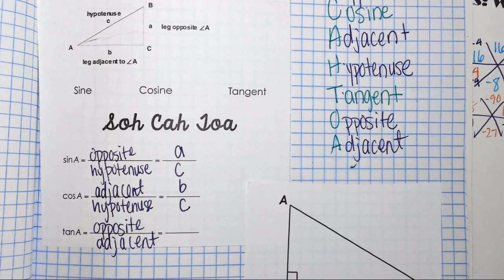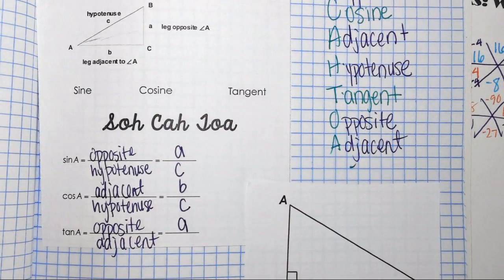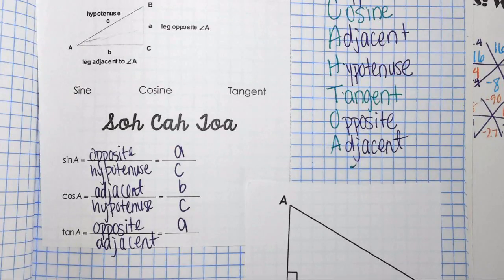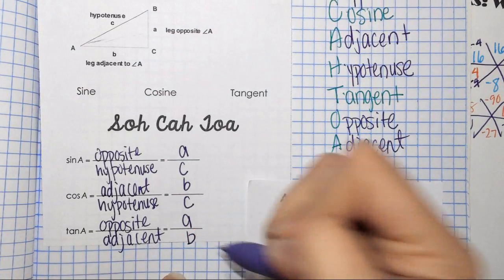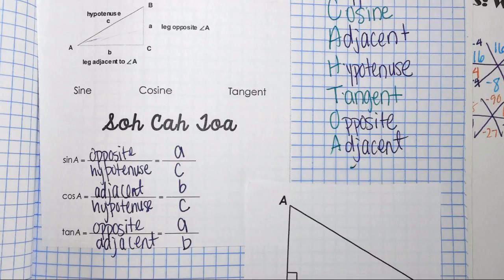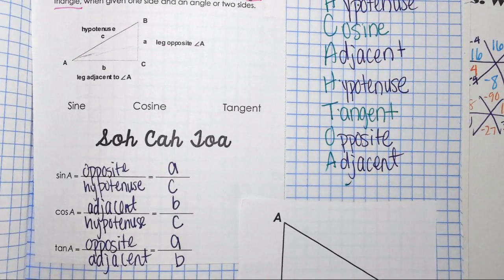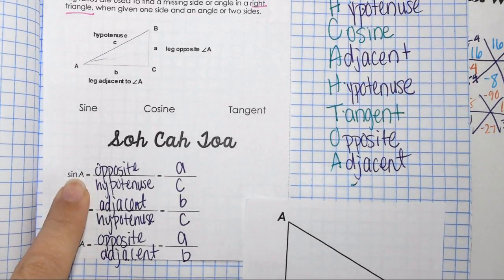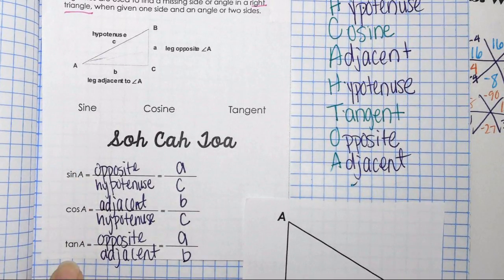What leg is opposite of angle A? Leg A. And what leg is adjacent to angle A? Leg B. I was wondering how you found out what angle to start at, or what leg to start at. The A next to it. Because it says sine of A, and it says cosine of A and tangent of A.